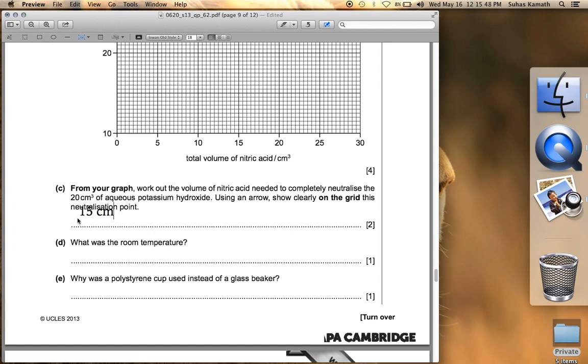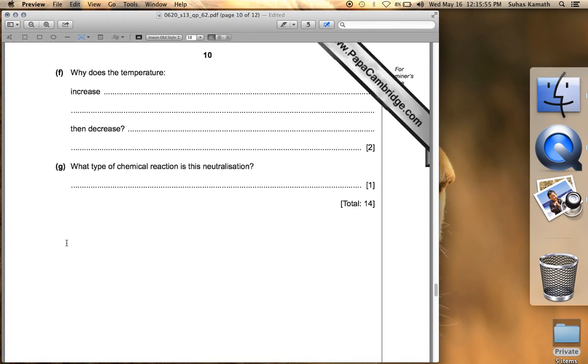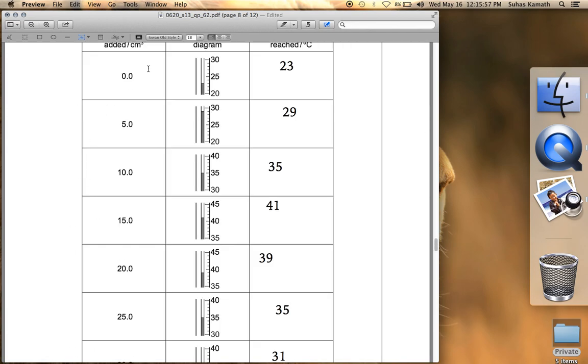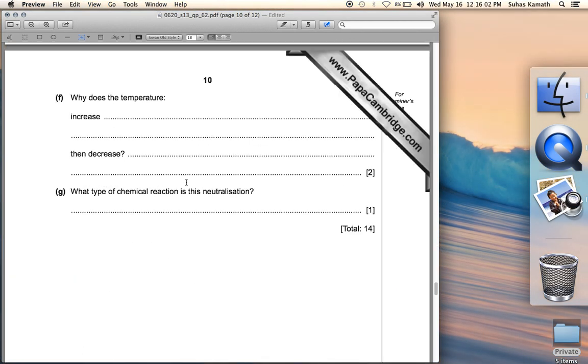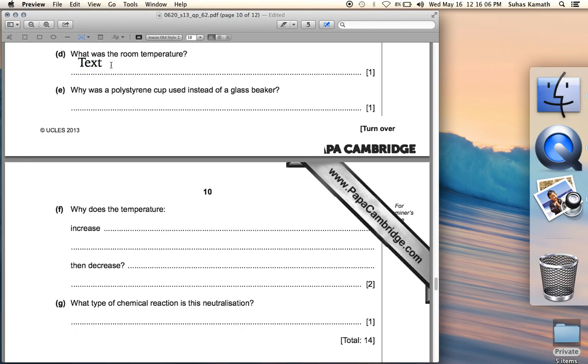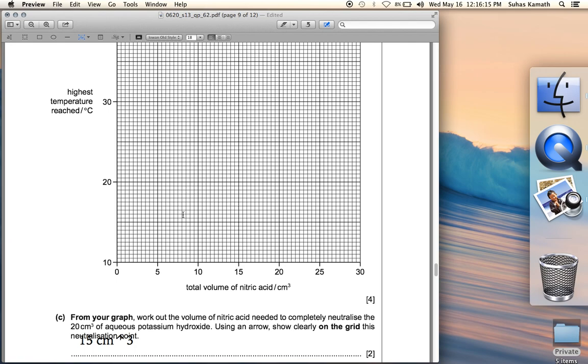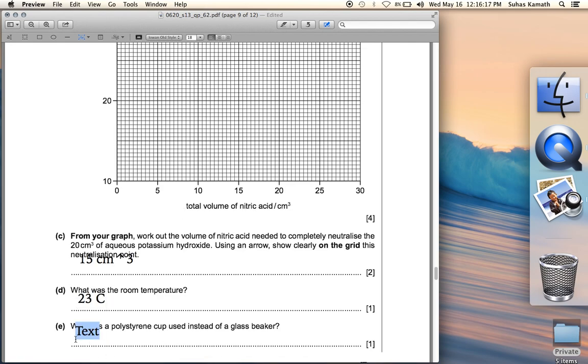15 cm³. What was the room temperature? So the temperature went 0.0, so it's 23 degrees Celsius. Why was a polystyrene cup used instead of a glass beaker? Right, polystyrene.